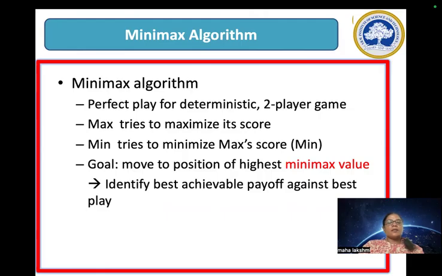What is the min-max algorithm? The min-max algorithm is a perfect play for deterministic two-player games. Max tries to maximize the score, and min tries to minimize max's score. The goal is to move to the position of highest min-max value and to identify the best achievable payoff against best play.